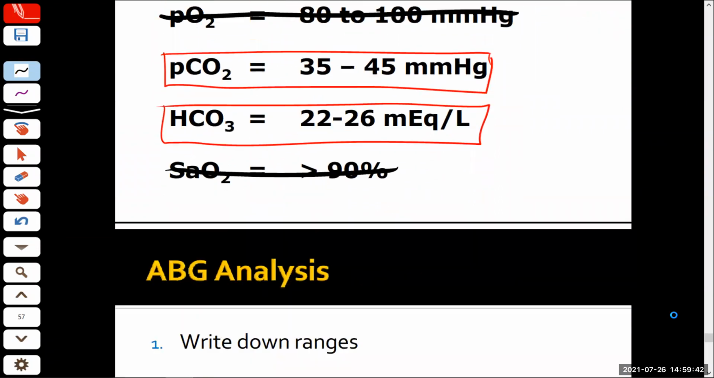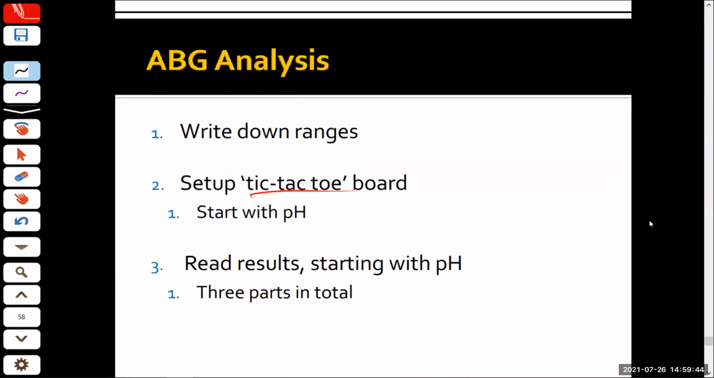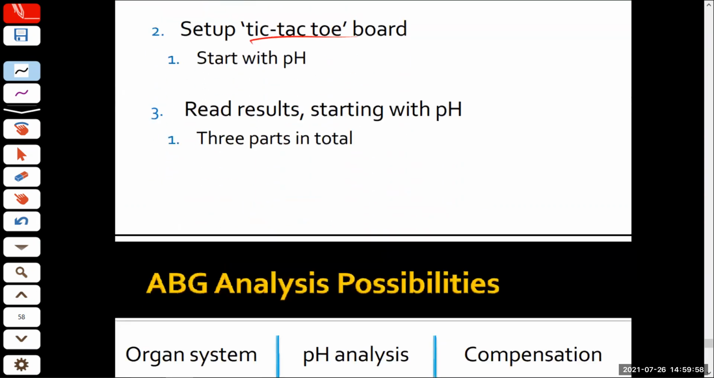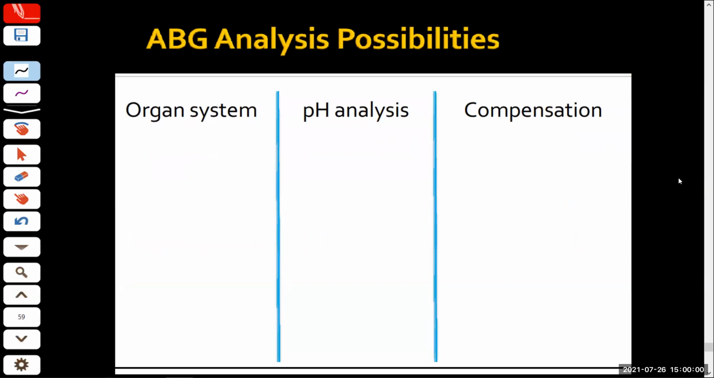Now, when it comes to ABGs, this tic-tac-toe method is the method I like to use. If you don't like this method, that's fine. There's plenty of other YouTube options out there, but I like this one personally. It works out the best. When you start constructing your ABG statements, these are just all the different options.